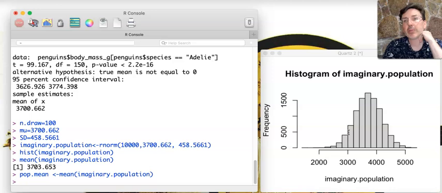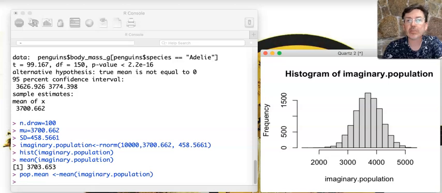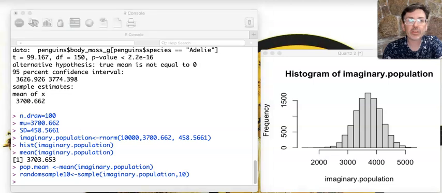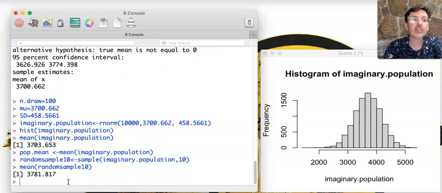Now, from this imaginary population, I am going to imagine that I took a sample of, say, 10 individual penguins. So I'm going to use my function called sample. My imaginary population is the data frame I'm sampling from, and I want to take only 10 individuals. So I do my random sample, and I take its mean. In this case, my sample mean is 3,781.